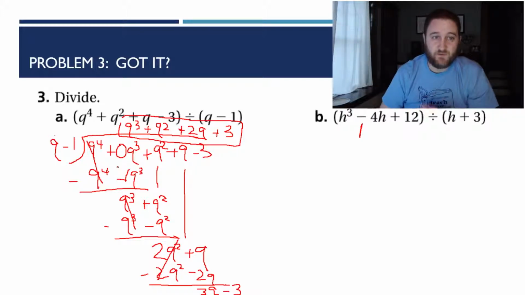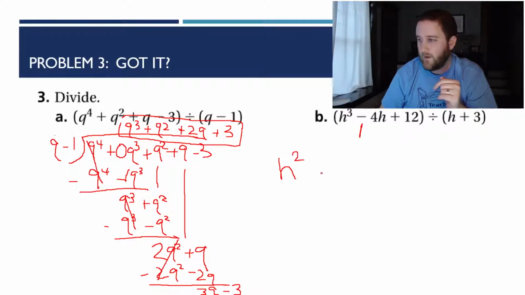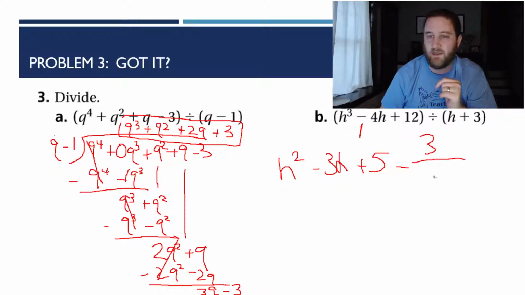So that one was kind of tricky. You got to make sure you remember that when you subtract a negative, it's the same as adding a positive. Okay, our solution for b, I'm not going to go through the whole thing, but our solution for b should be h squared minus 3h, plus 5 minus 3, there's going to be a remainder at the end, 3 over h plus 3.